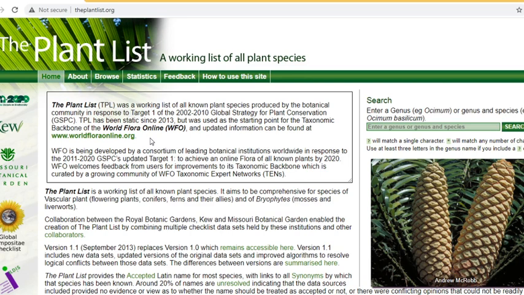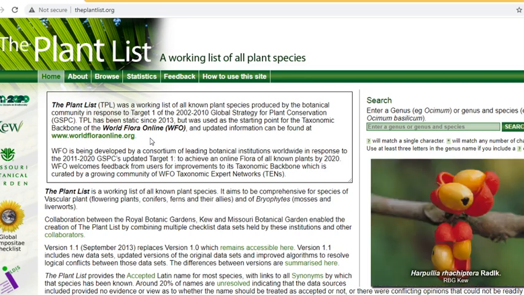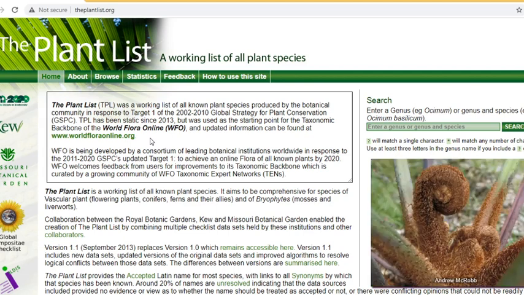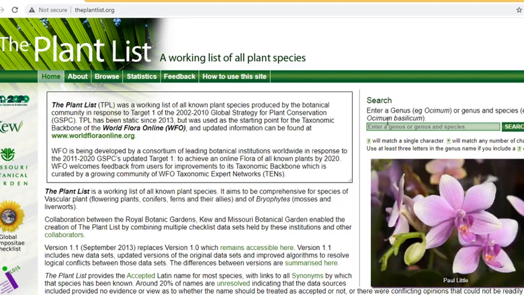those are synonyms or those are rejected names, because taxonomy is a very dynamic subject. Every now and then the names are being changed, their spellings are being changed, the author names have been changed. So it's very important as a student of botany that we should know exactly the correct spelling and the correct author's name of a particular plant.